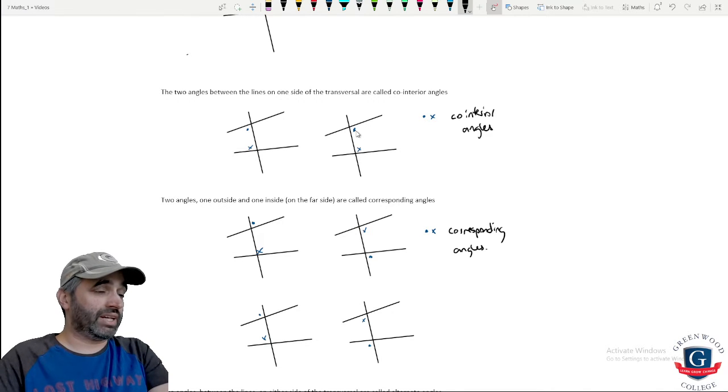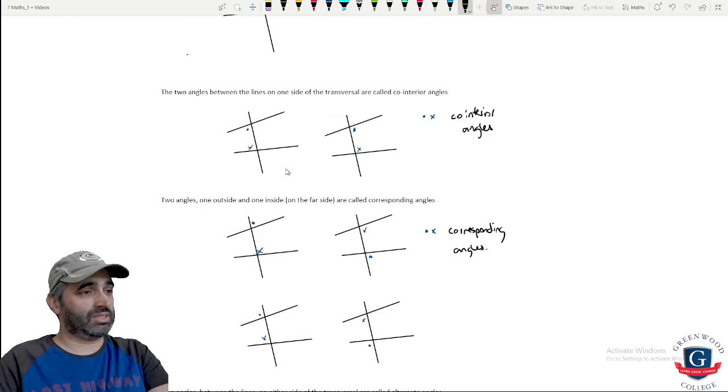So the first one we're going to look at are cointerior angles. Here's the transversal, here are the two other lines that it's crossed, and these angles here, or these angles here, are called cointerior angles. They're the ones between the two lines on one side of the transversal.